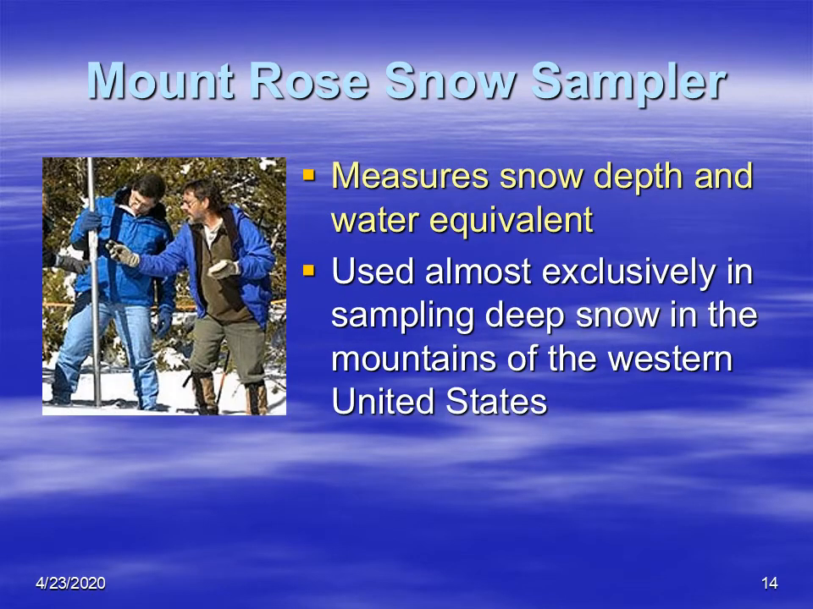This is usually done in mountainous areas in the western United States for hydrology. They try to figure out the snow water equivalent and the runoff that they're going to get from the melting of snow. So what this device measures is snow depth, in other words, how deep the snow is on the ground, and then also the water equivalent of that, by measuring it and coming up with a snow density, and therefore a water equivalent.